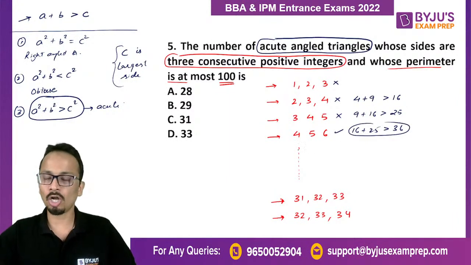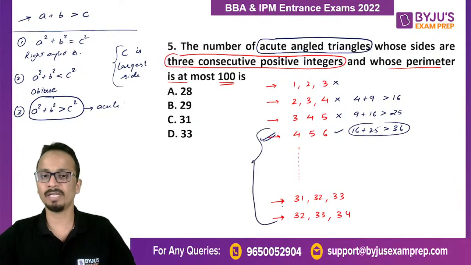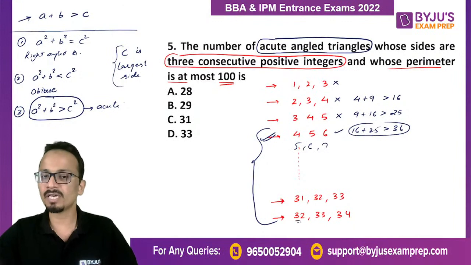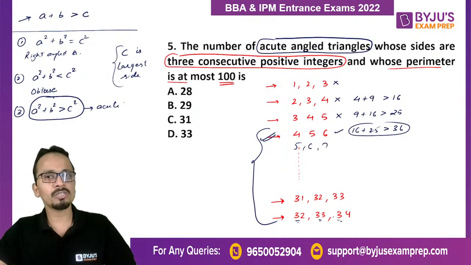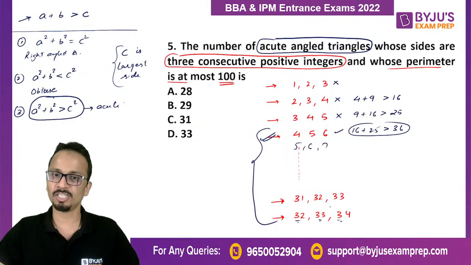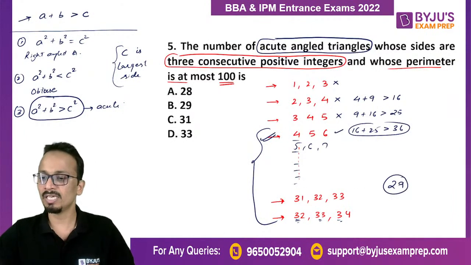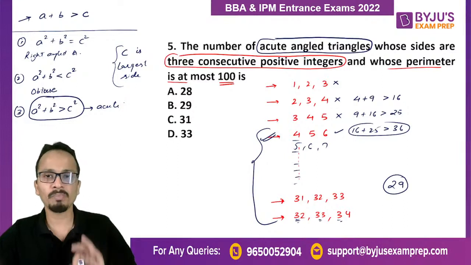Now if you check, all the other triangles will satisfy this. So starting from this triplet, 4, 5, 6, then 5, 6, 7, up till 32, 33, 34. These are all the triangles which will satisfy all the above conditions. Now you just have to count them. So just check the first side, 4, 5, 6, 7, 8, 9, up till 32. How many numbers are there? These are 29 numbers. These are 29 triplets.